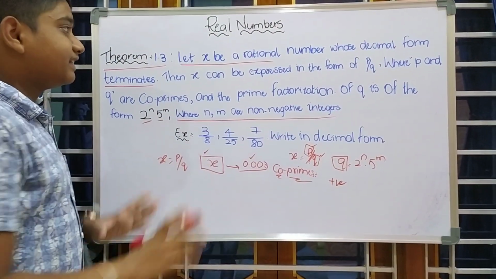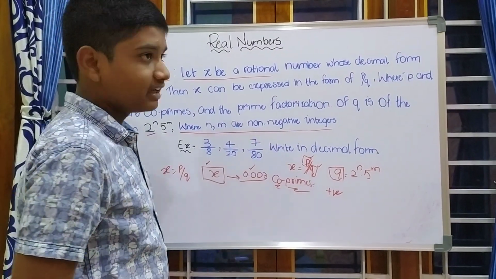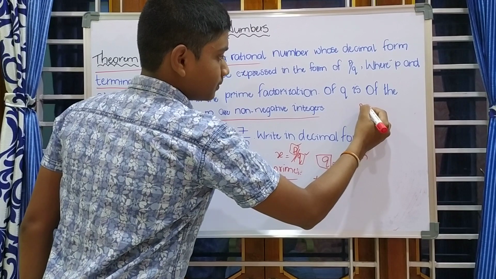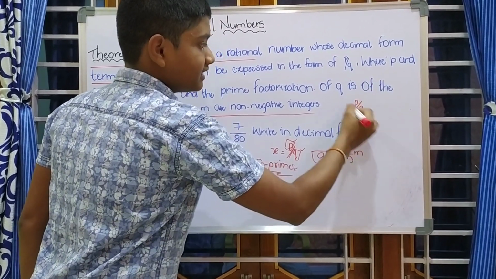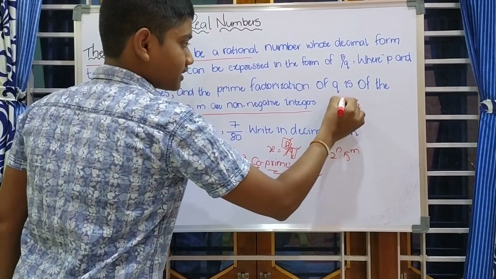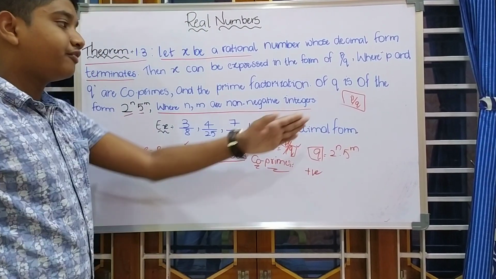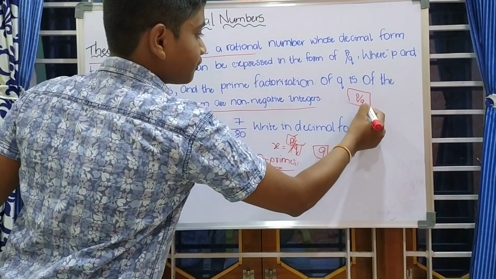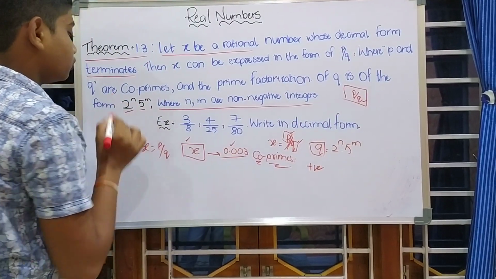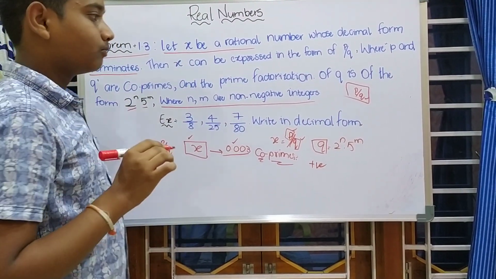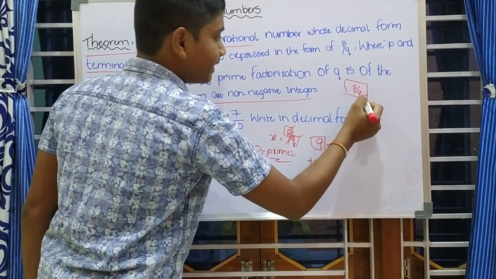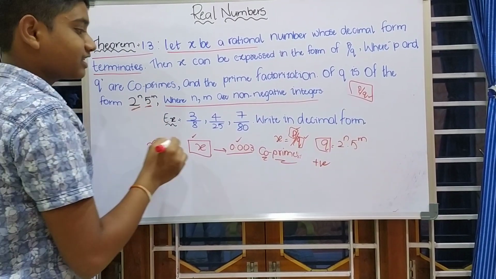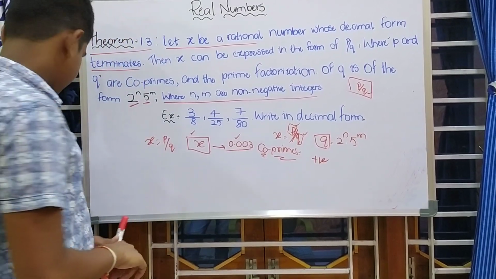So finally, this theorem 1.3 says that if a number is in the form p by q, its decimal form will terminate if q is in the form of 2 power n and 5 power m. Okay, have you understood? Let us solve some examples.